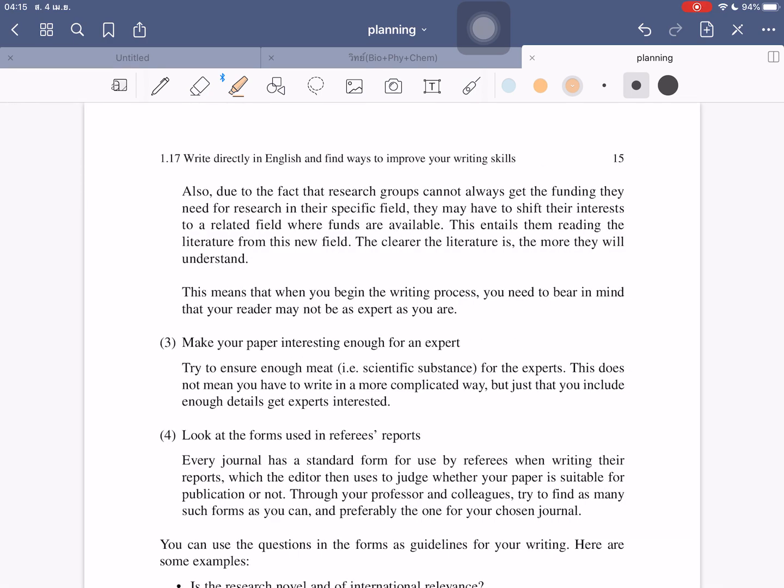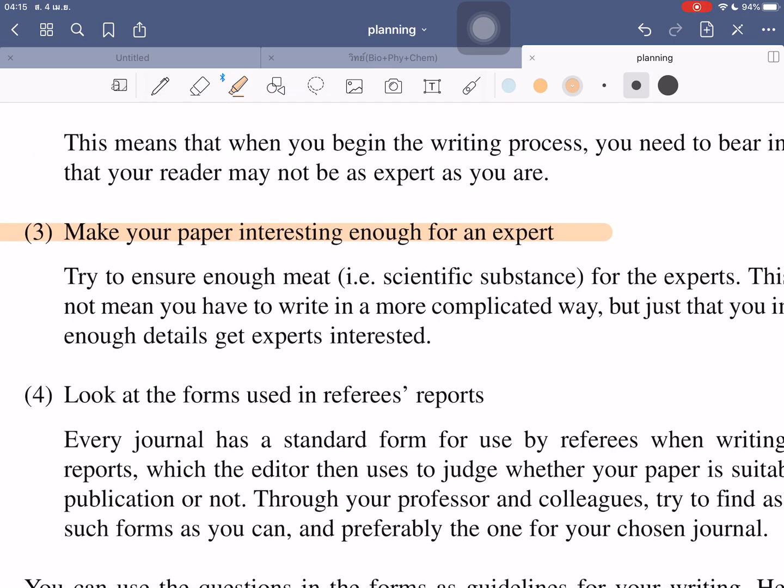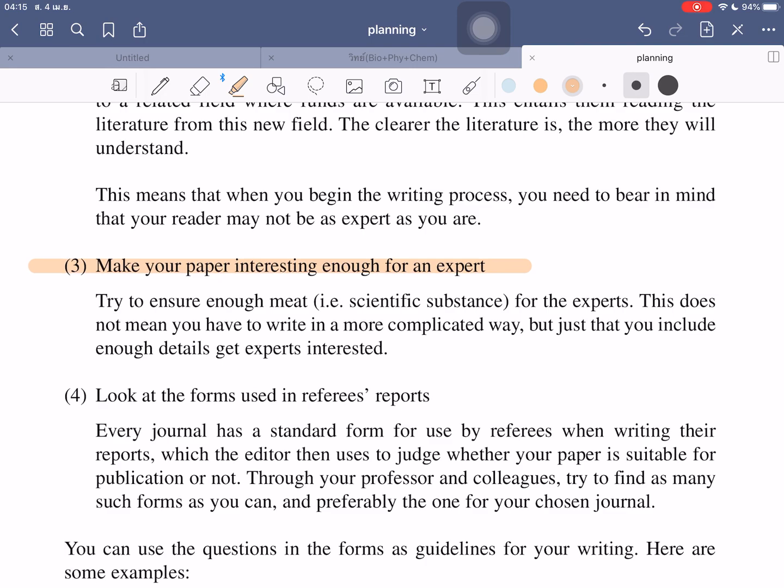And point number 3. Make your paper interesting enough for an expert. Try to ensure enough meat, which means make sure that your paper has scientific substance for the expert. But you don't have to write in big words in a very complicated way. You just include enough detail to get the experts' interest.